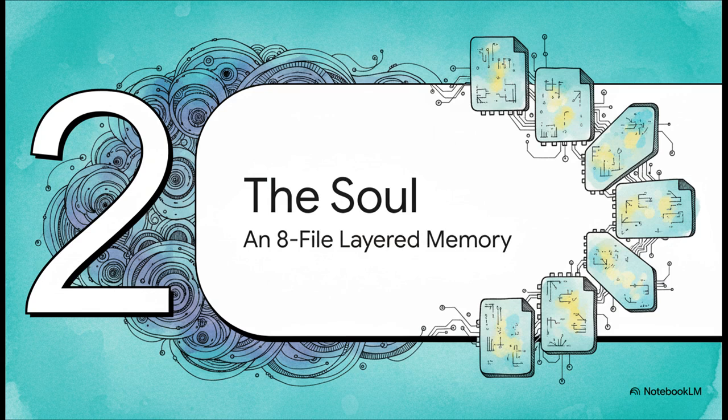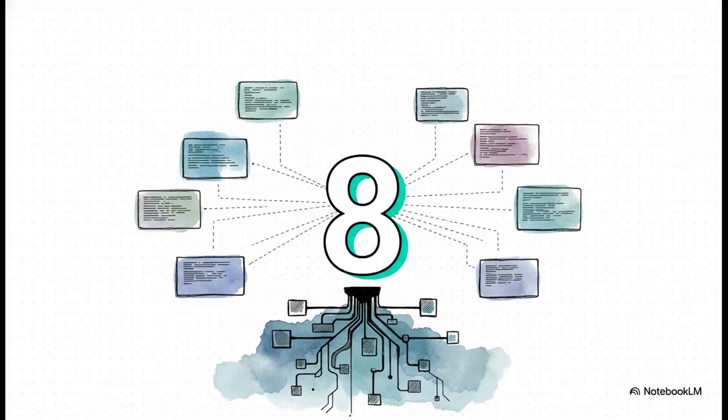But now we get to the main event, the part that Conard Li called the soul of the system, the layered memory. This is the secret sauce that allows your agent to actually know who you are. And you know what's truly remarkable about this? This incredibly powerful compounding memory system is built on just 8 simple, human-readable markdown files. That's it. No complicated databases, no proprietary formats, just plain text that you can open and read yourself.